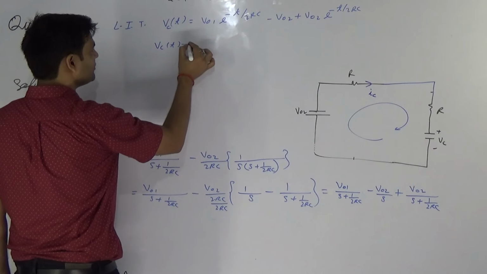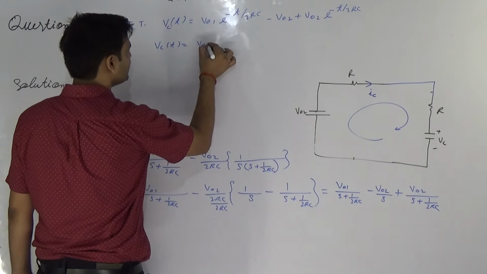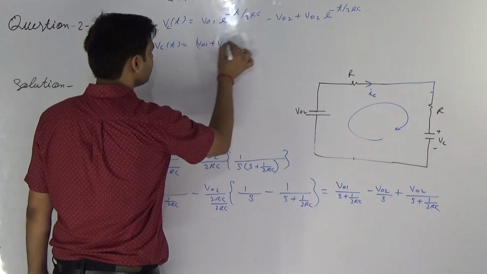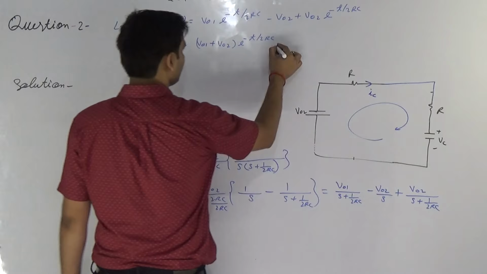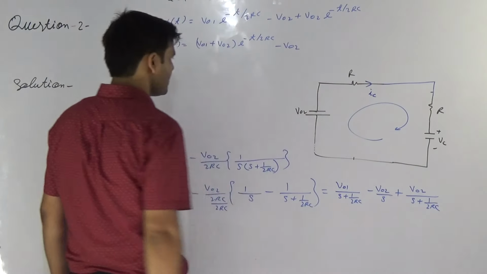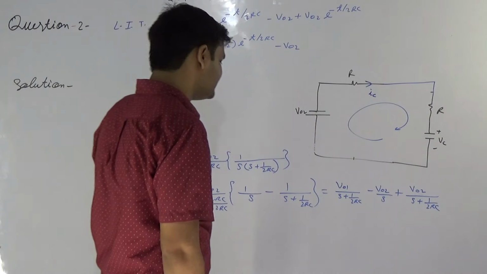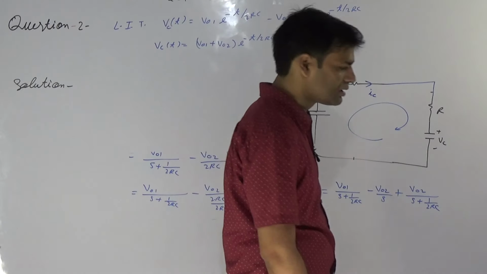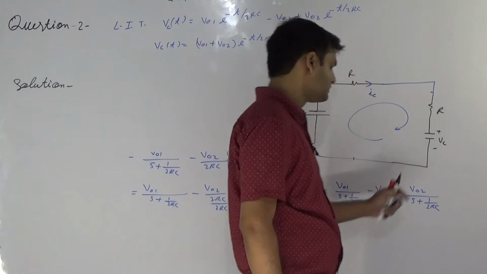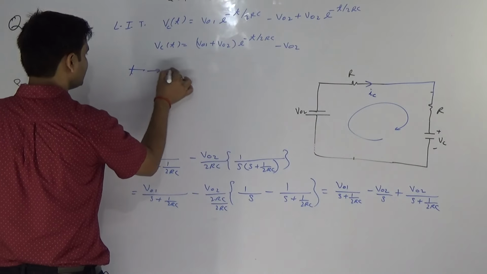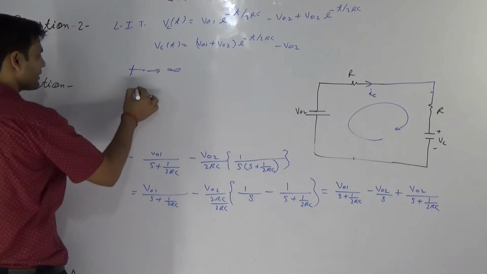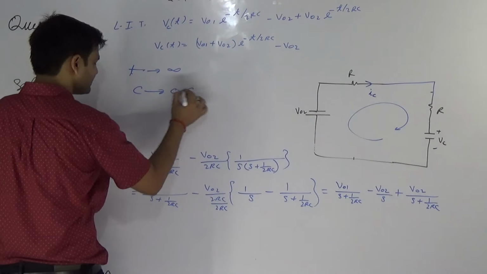VCT will equal to V01 plus V02 into e to power minus t by 2RC minus V02. How to check whether this is the right answer or wrong? At t approaching infinity, the capacitor is again an open circuit.